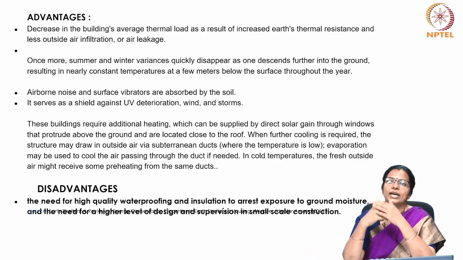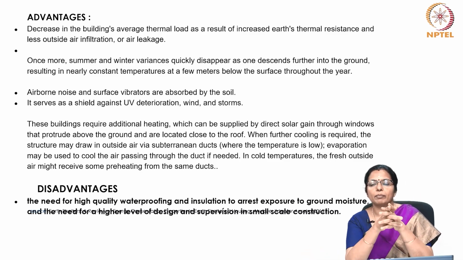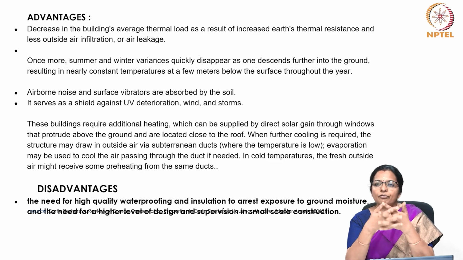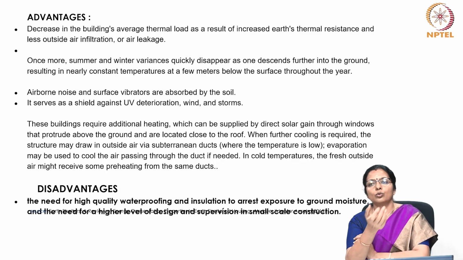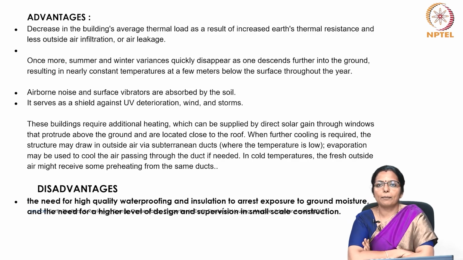These buildings require additional heating, which can be supplied by direct solar gain through the windows that are protruding above the ground and are located close to the roof. When further cooling is required, the structure may draw in outside air through the subterranean ducts where the temperature is low. Evaporation may be used to cool the air passing through the duct if needed. In cold temperatures, the fresh outside air might receive some preheating from the same ducts.